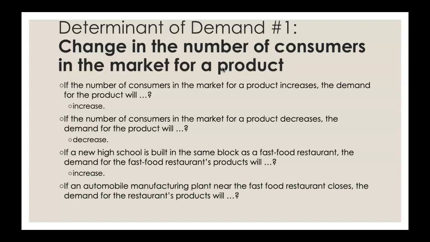If an automobile manufacturing plant near the fast food restaurant closes, the demand for the restaurant's products will do what? So here we have this huge factory and it closes. All those employees are no longer around. What's going to happen? Demand will decrease. And so what is that going to look like on the graph? Is that whole demand curve going to shift to the left, or is it going to shift to the right?